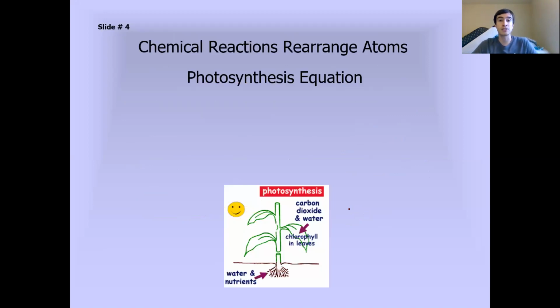So chemical reactions aren't going to add or take away any completely new or different atoms. All they do is rearrange the atoms that we have into different sets of compounds and elements, into different arrangements than what was there before. So let's take photosynthesis, for example. Photosynthesis is the process by which plants absorb light and turn it into energy. So photosynthesis gives us plant energy.